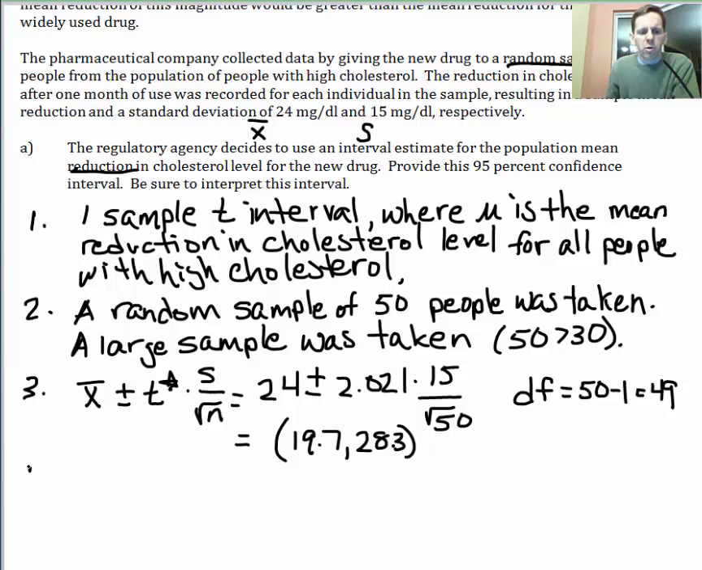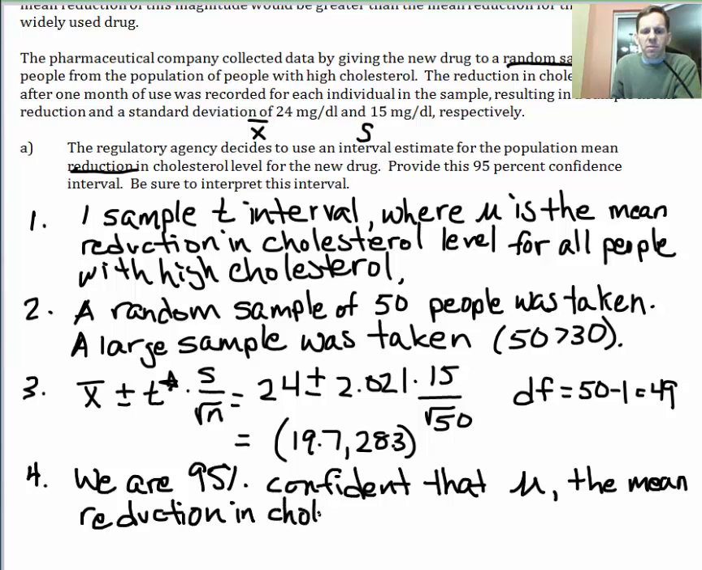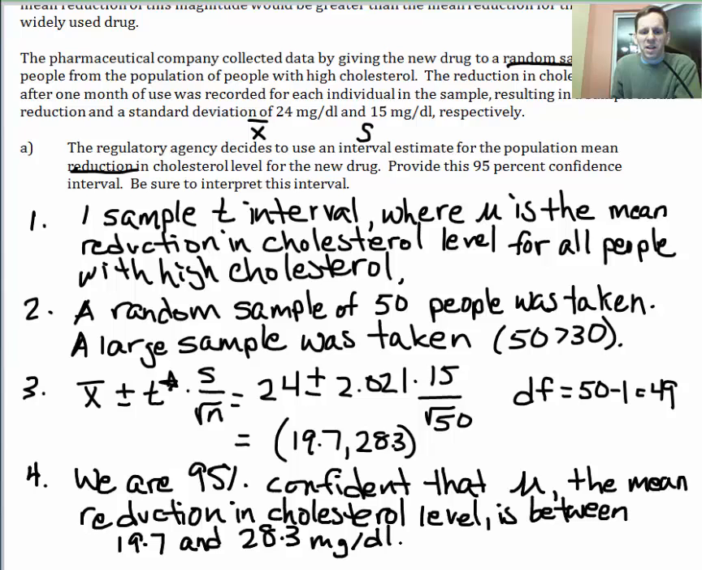Finally, in step 4, we interpret our results. So here's where we're going to say that we are, use your confidence level, 95% confident that the mean, and I'm going to define it as mu, the mean reduction in cholesterol level, is between the two values that you came up with in step 3. And those values are 19.7 and 28.3. If there's any units, you'd want to include them here as well. So we'll include that there.